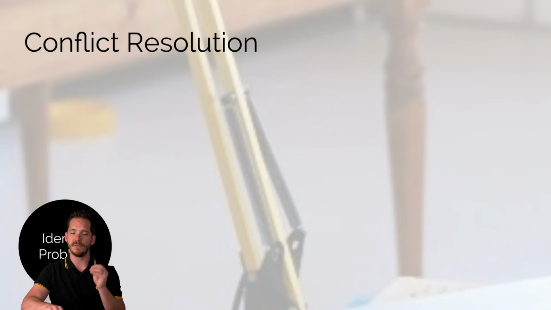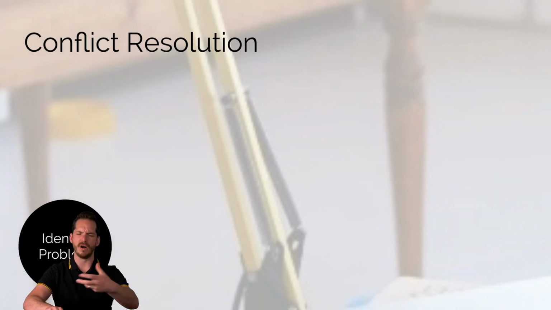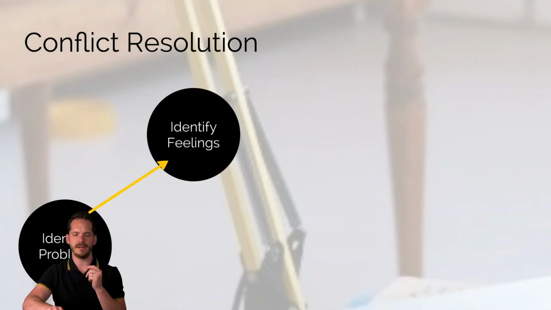You always want to start off with identifying the problem. If someone comes at you and they're arguing with you and you don't know what's going on, you need to ask open questions around identifying the problem. Like, what's the problem here? Then look towards the feelings.